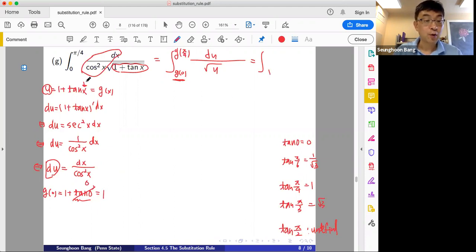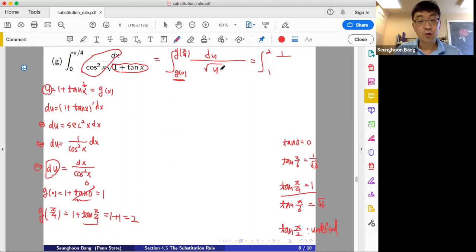Then g of pi over 4, plugging pi over 4 into x. g of pi over 4 is 1 plus tangent of pi over 4. The tangent of pi over 4 is 1. 1 plus 1 is 2. You can change the limits to 2.